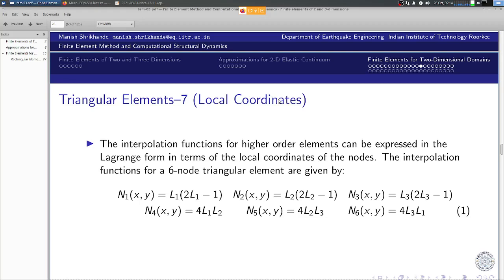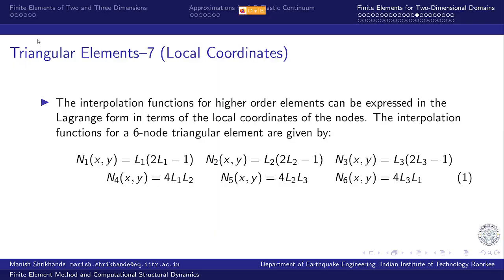And for higher order interpolation, the approximation can be developed by using the Lagrangian interpolation formula that we discussed in our last lecture. N1, the interpolation function for the first node, is given by L1 multiplied by twice L1 minus 1, and N2 is equal to L2 multiplied by twice L2 minus 1, and so on. The mid-side nodes are given by L1, L2, and so on, normalized to have unit value at node 4, node 5 and node 6 similarly.